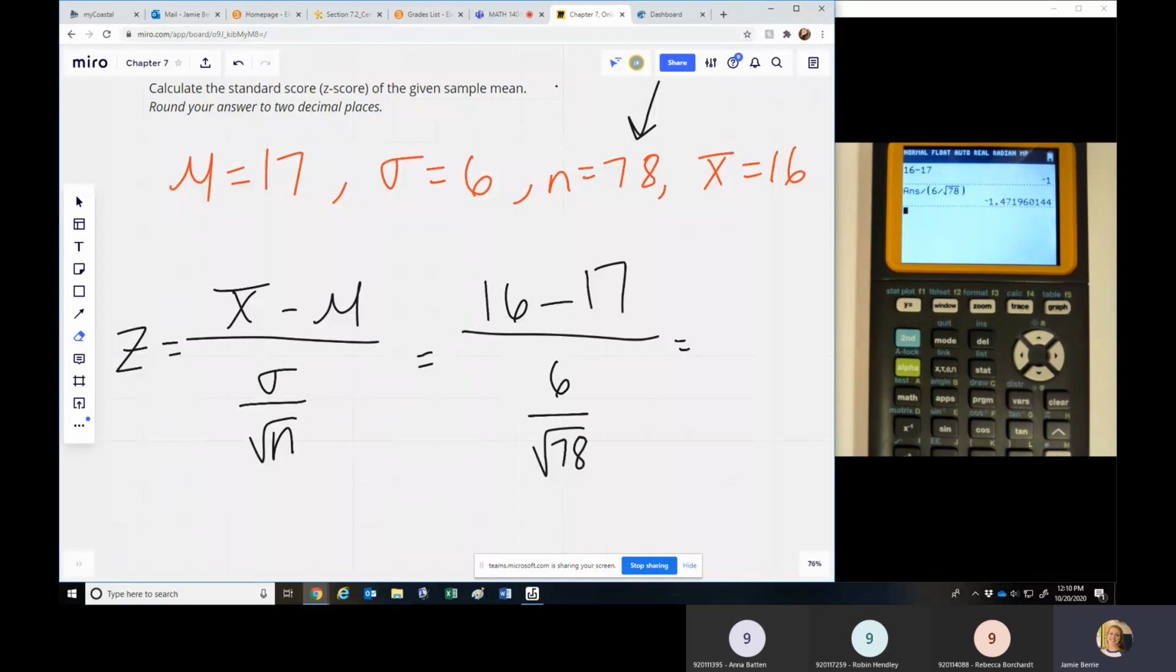And there's our standard score. It says to round to 2 decimal places, so that is 1.47. Oh, excuse me, negative 1.47. Remember, it's important to keep the sign in there. You don't want to lose that sign, because the sign tells you whether the value is above or below the mean. So since this was negative, it tells you that your sample mean X bar was below the population mean, or less than the population mean. All right.